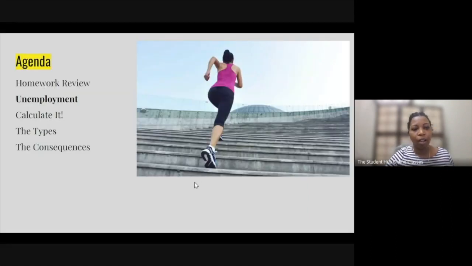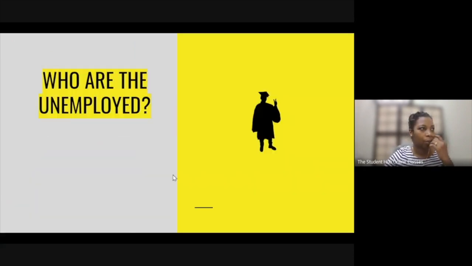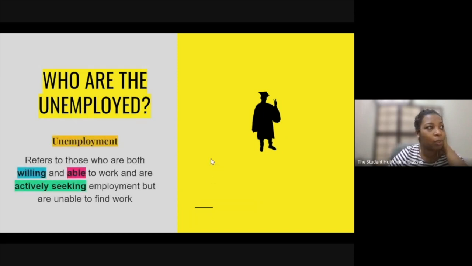Unemployment. How to calculate it? That's what we're doing today, right? So first we need to say, who are the unemployed? How do we know who are the persons who are unemployed?